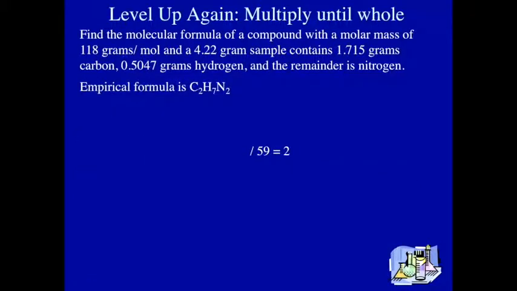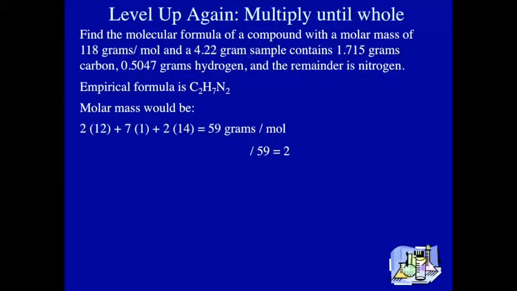But the empirical formula is C2H7N2, as we established. The molar mass would therefore be 2 times 12 for the carbons, 7 times 1 for the hydrogens, 2 times 14 for the nitrogens, to give me a total of 59 grams per mole. If the actual molar mass is 118 grams, I divide that by 59, I get a 2. That means my multiplying factor here is 2.